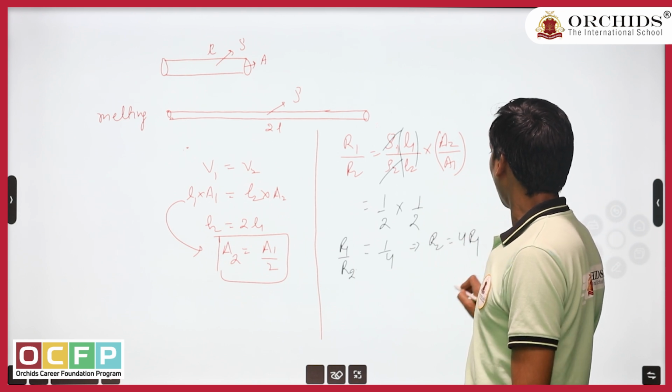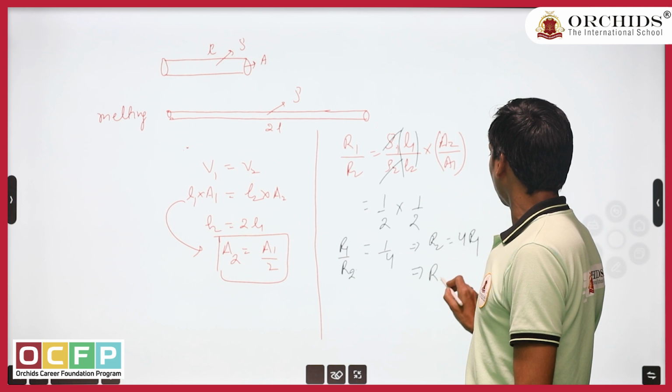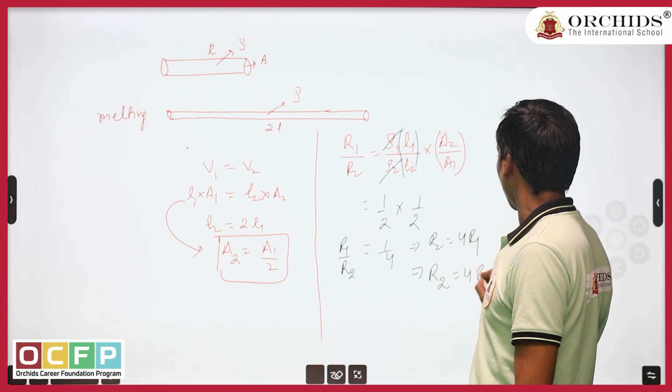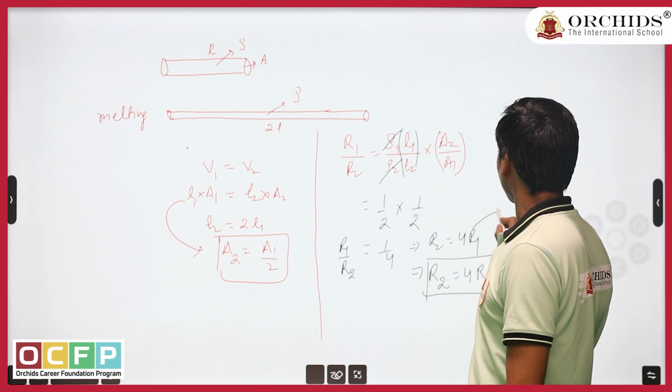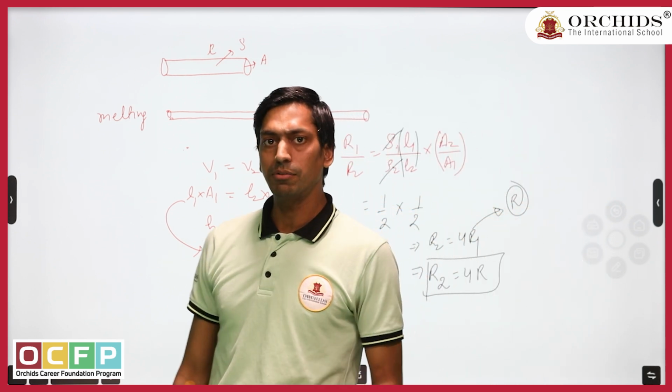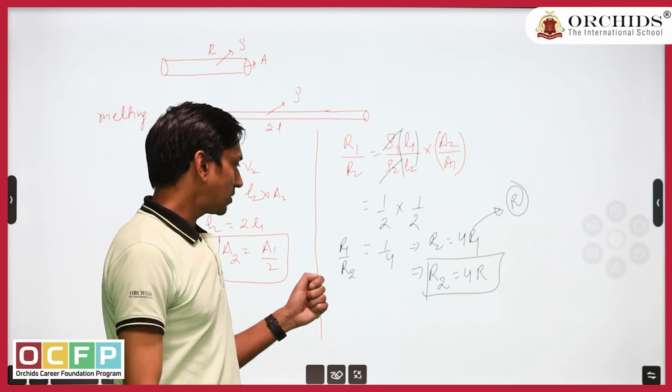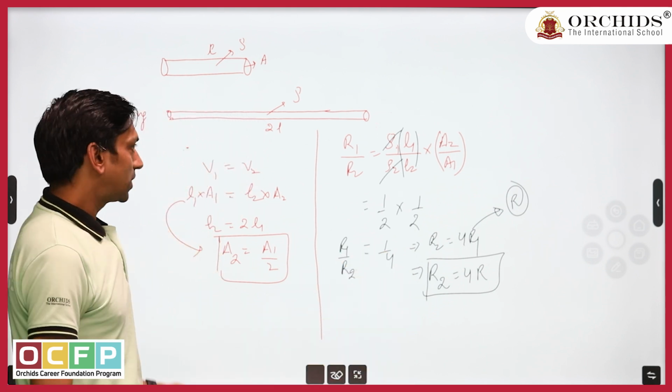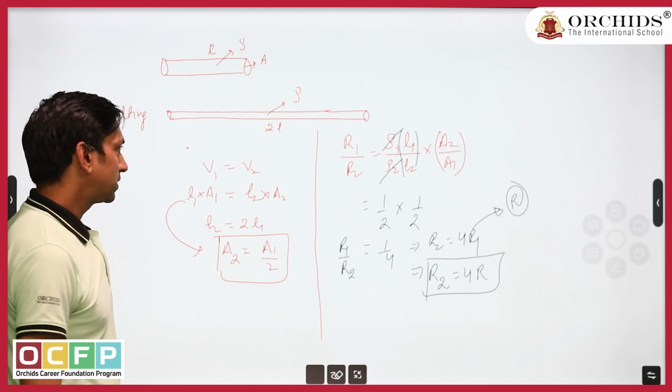4 times of R1. So I can say that the resistance of the second wire is equal to 4 times of R. Why? Because the R1 value is given in the question, that is equal to R. The resistance of the second wire becomes 4 times the resistance of the first wire. So that is the second part of the problem. That is how we can solve.